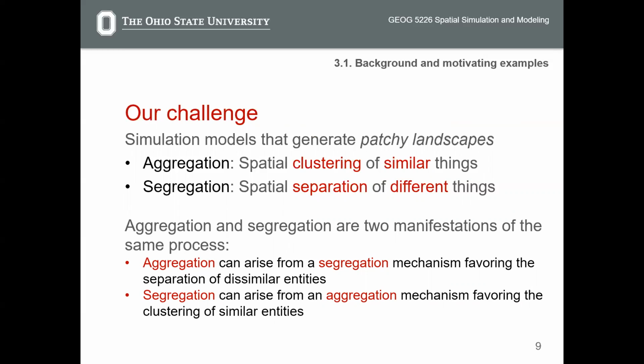Aggregation means spatial clustering of similar things. Segregation refers to spatial separation of different things. But you should know they are happening simultaneously. If there is aggregation, it means that there is segregation. Aggregation can arise from a segregation mechanism favoring the separation of dissimilar entities.